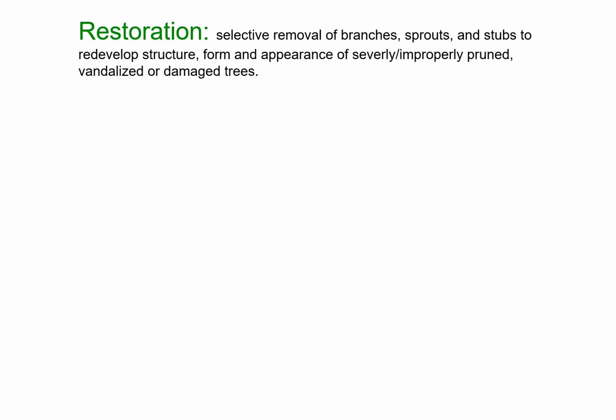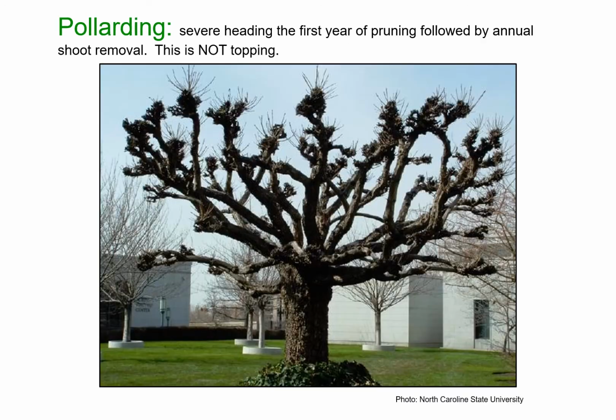Crown restoration consists of selective removal of branches, sprouts, and stubs to redevelop structure, form, and appearance of trees that have been either severely pruned, vandalized, or damaged. The location and size range of parts and the percentage of sprouts to be removed should be specified.